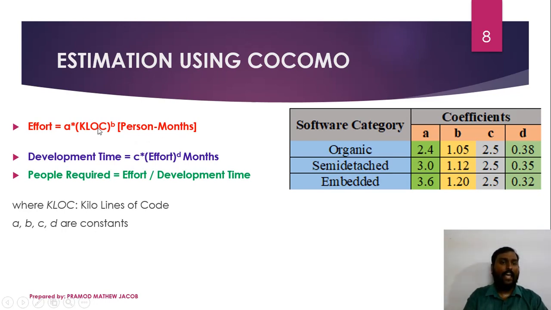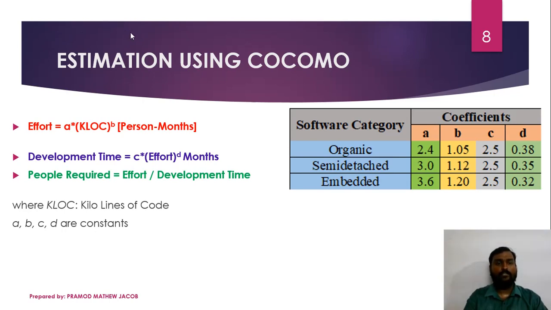Here A and B are constants. I already told you that COCOMO is a single variable model. Here the only variable that is changing is KLOC. A and B are constants. For example, if we have 1000 lines of code, then the equation will be A × 1000 lines, which will be converted to KLOC. So there will be only one KLOC. So A × (1)^B person months will be the effort.